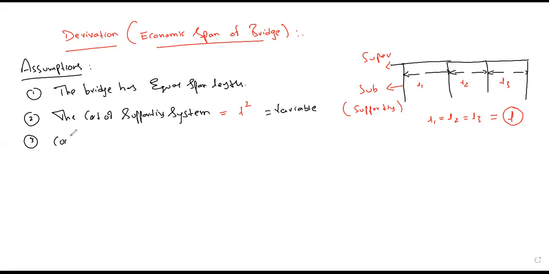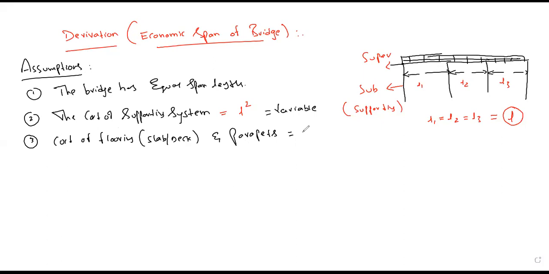What is the next one? The next assumption is the cost of flooring. What do you mean by flooring? Slab or deck. The cost of flooring and parapets. Parapets means the crash barrier we construct over the deck. So this is called the crash barrier, which we always construct above the slab, above the deck. Understand? So the cost of flooring and parapets also varies directly as the span. It is also a variable.